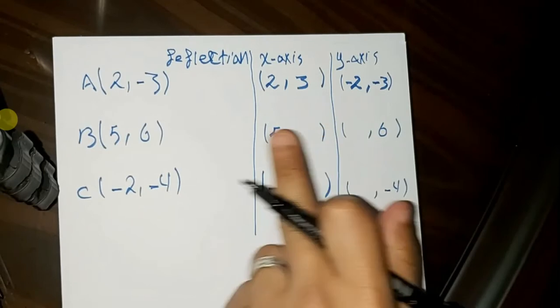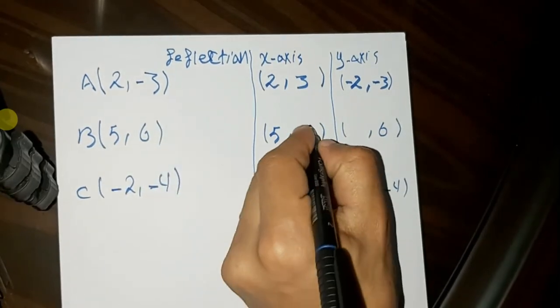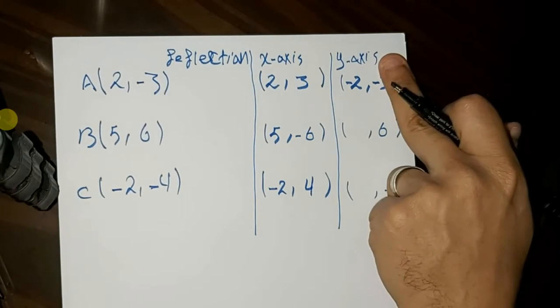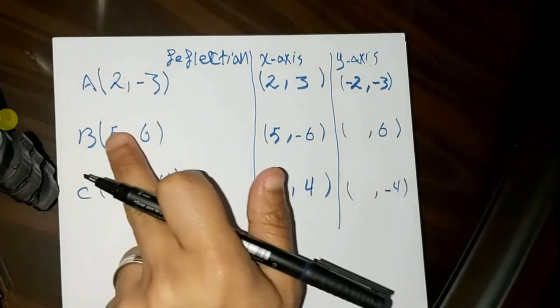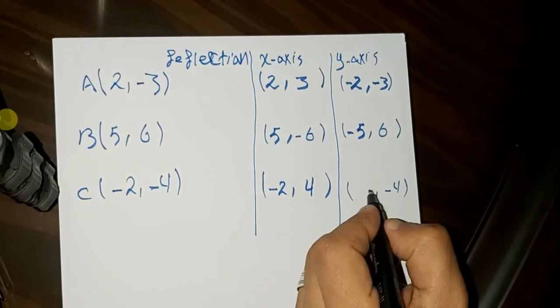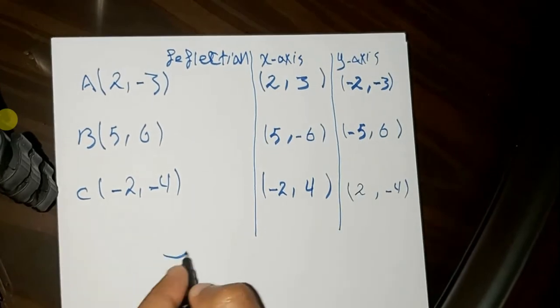X-axis, I will change the y part: 6 will be negative 6, negative 4 will be 4. Y-axis, I will change the x part: 5 will be negative 5, negative 2 will be 2.